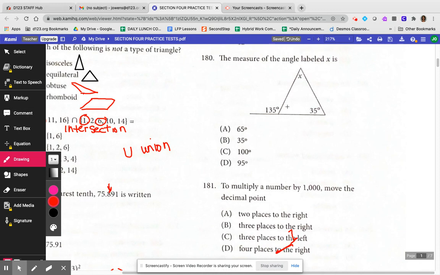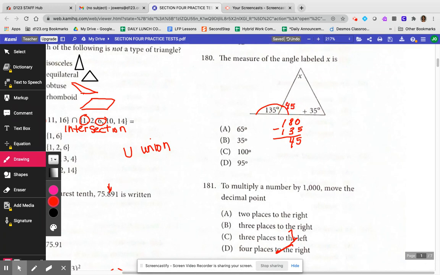Number 180, this is a two-part problem. What you have to do first is figure out the measure of this angle here. Knowing that these two together make a straight line, I know they're going to add up to 180 degrees. So the first thing I need to do is 180 minus 135. And that will give me the angle measurement of 45. So I know this here is 45.